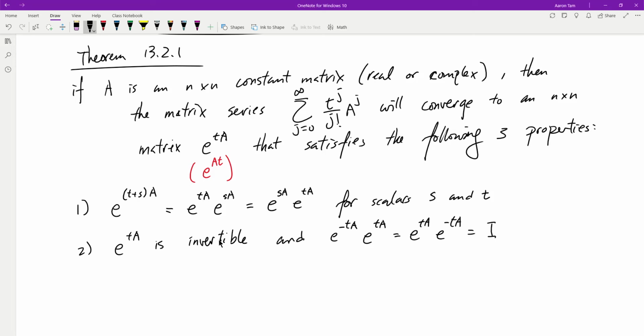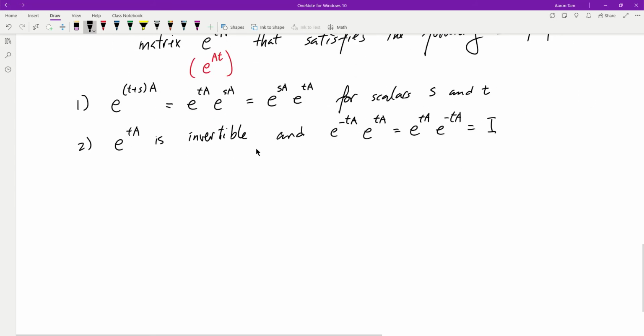But both of these properties definitely allow us to manipulate the expression, and it makes sense because it follows the exponential rules. But it is this last property that we're going to talk about that is probably the most important for us, and that's property number 3, which states the following. If you take e to the tA and you take the derivative of that with respect to t, guess what we get?